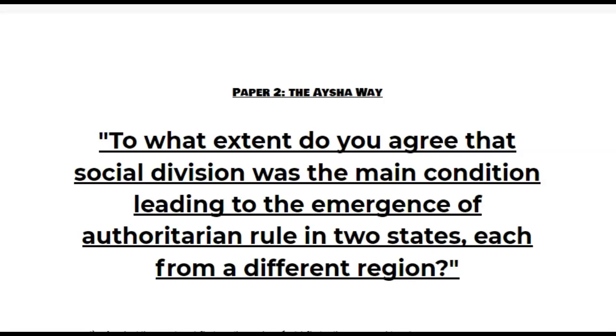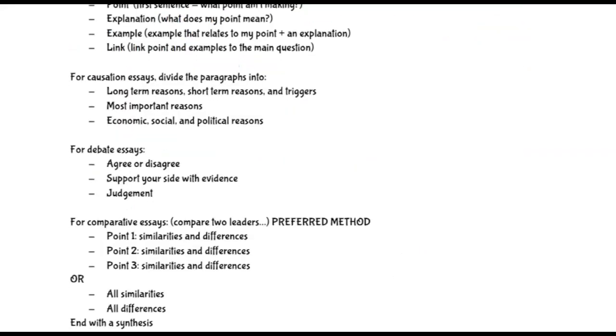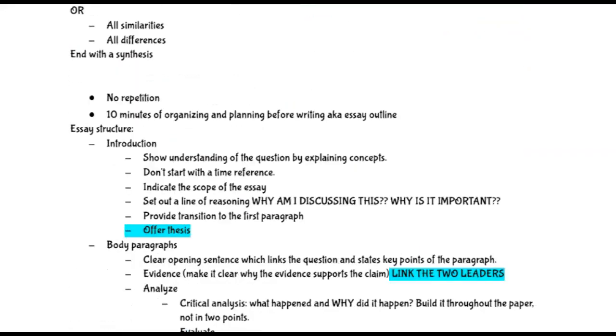You need to tell me what social division is. You need to tell me what an authoritarian state is. You need to tell me where we're talking about. These are the things that you need to be using in your introduction. You should use as many of the command terms as possible to show that you understand what is being talked about. Do not start with the time reference.